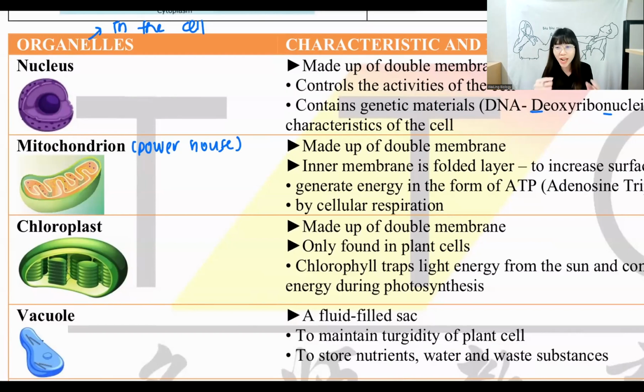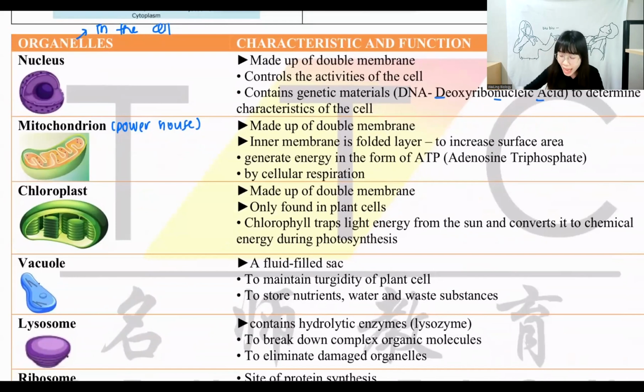So our energy production is not electricity, it's ATP. ATP stands for adenosine triphosphate. It's a form of energy. How do humans produce energy? We produce energy by a process called cellular respiration.